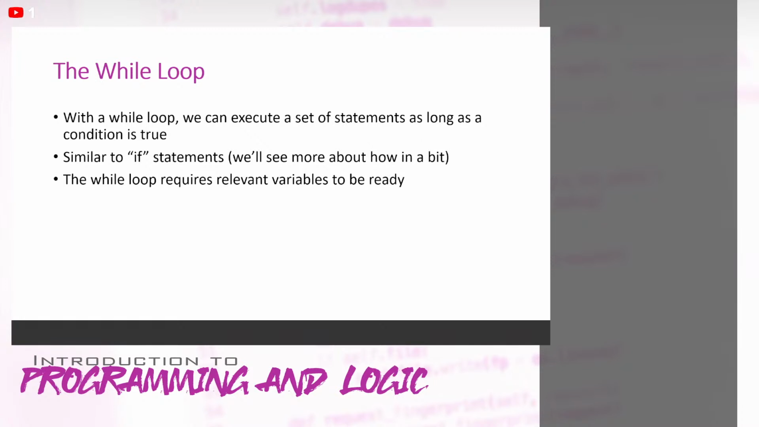And the while loop requires relevant variables to be ready. So we actually have to, what we call, seed the loop. We have to have a point where the loop can start. So we still have to treat it the same way as our recursion, where we have a starting point and an ending point, and we want to take our starting point and move it toward our ending point.